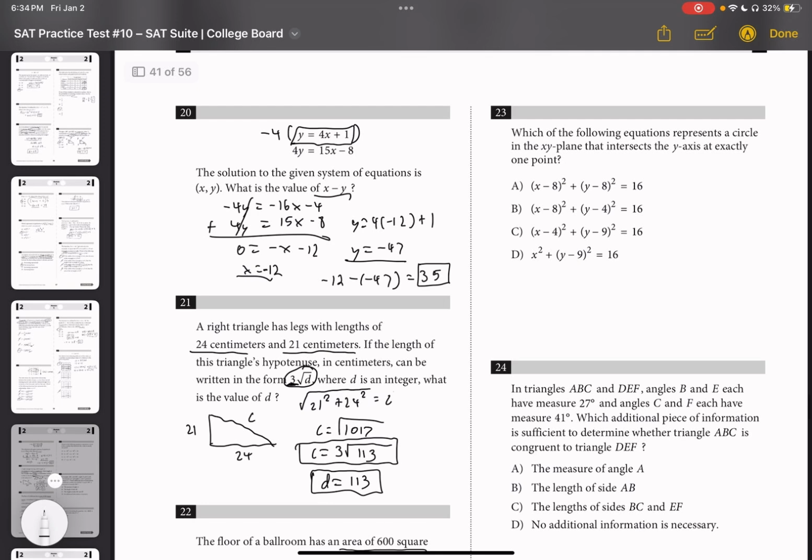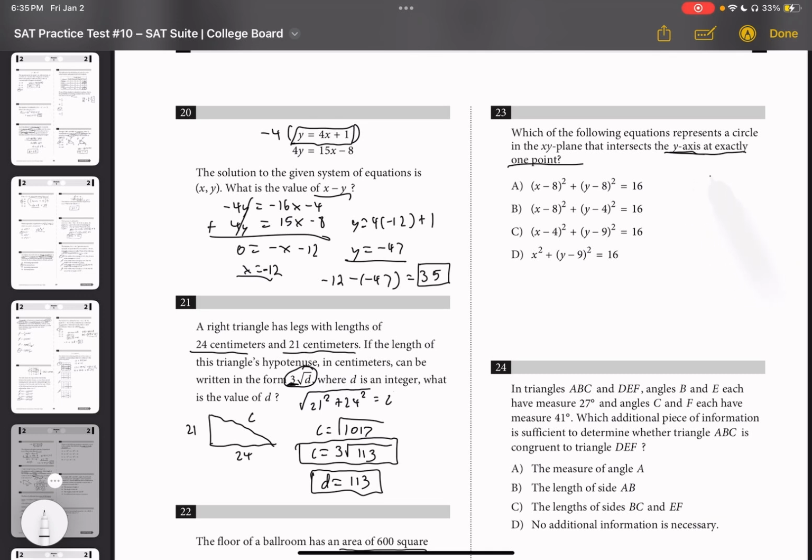Question 23. Which of the following equations represents a circle in the xy-plane that intersects the y-axis at exactly one point? Okay, so we want to be just touching the y-axis once. So we know that these values on the right give our radius. So our radius for every circle we have is 4. However, what we're looking for is a circle that meets this criteria.